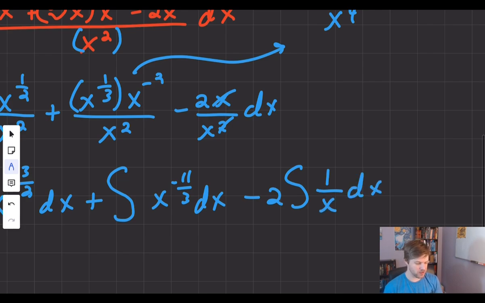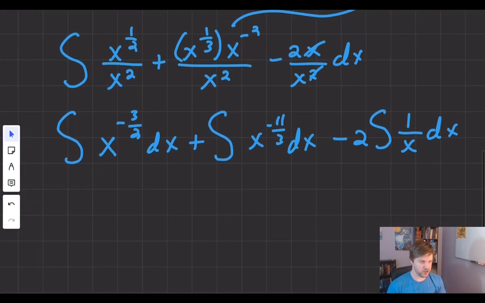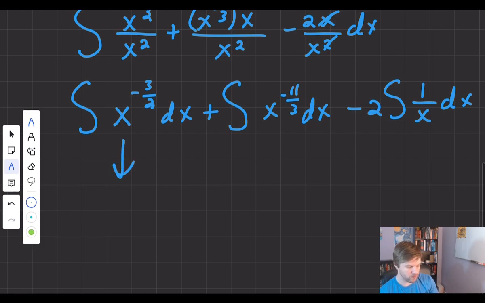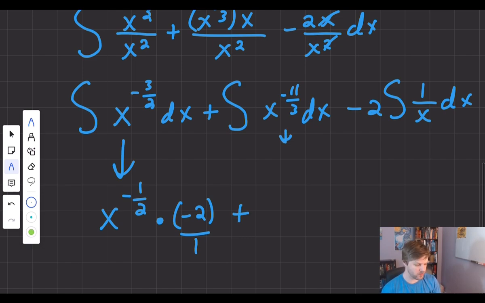All right, and now it just becomes like the medium and the easy one. We just do the reverse power rule here. So for this guy, this becomes x. We increase it by 1, so we're adding 2/2, so that becomes x to the -1/2, and then times -2/1, multiplied by the reciprocal of the fraction. Plus, now we're going to increase this by 1, so we're adding 3, so that becomes x to the -8/3 times the reciprocal, which is -3/8.